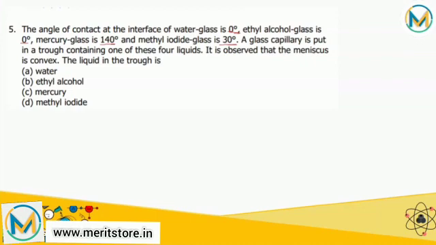So according to this question, the observed meniscus of the liquid in a capillary tube is convex upward, which is only possible when the angle of contact is obtuse. It is so when one end of the glass capillary tube is immersed in a trough of mercury, hence the combination will be mercury-glass, 140 degrees. So the correct answer is option C, that is mercury.